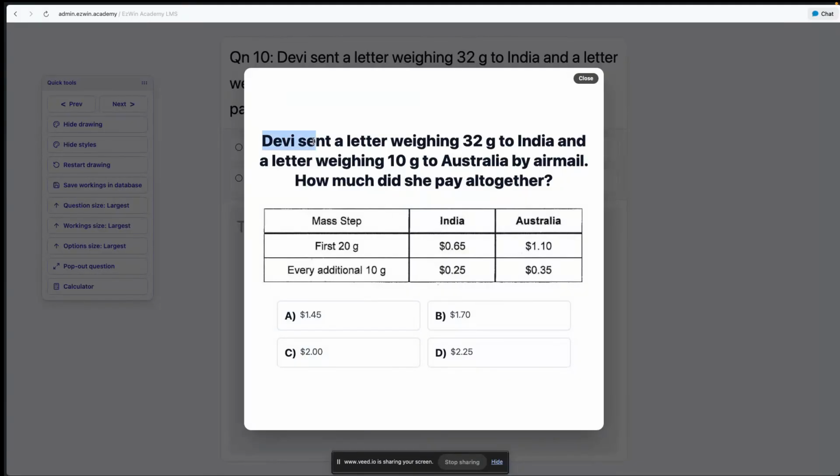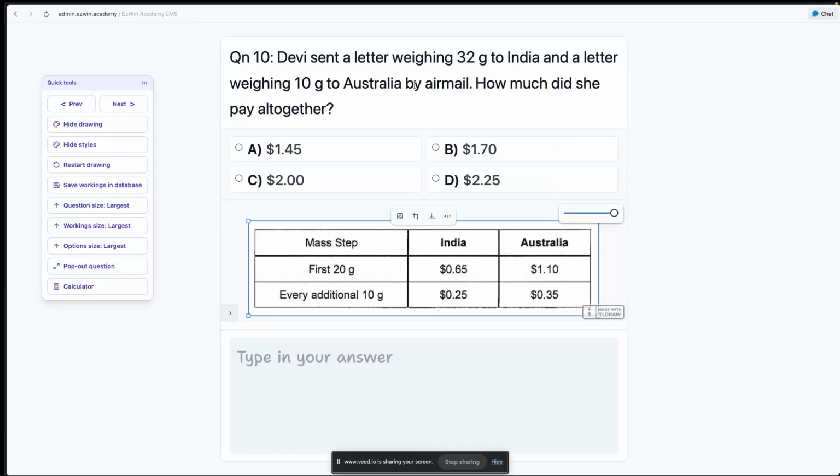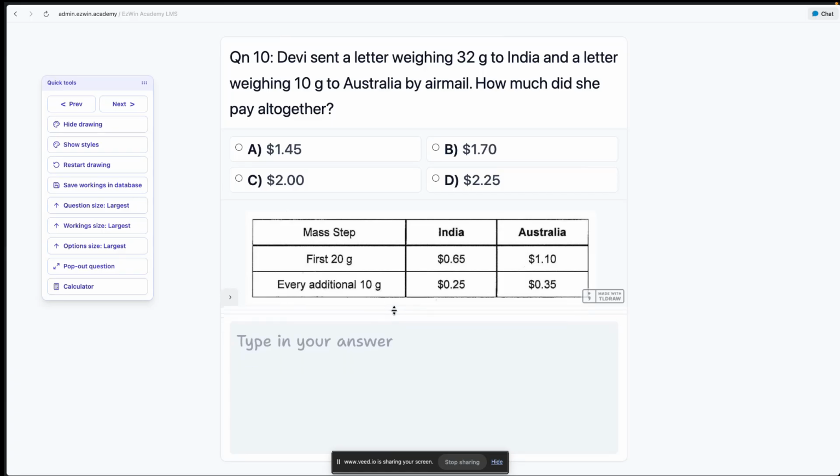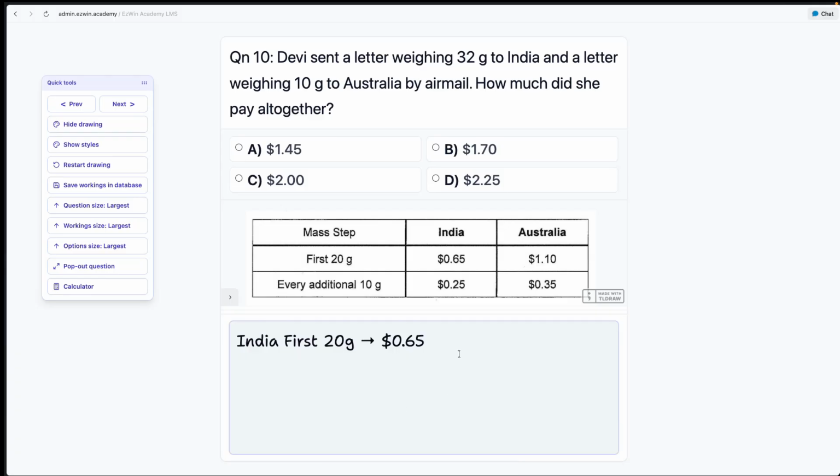Question number 10. Devi sent a letter weighing 32 grams to India and a letter weighing 10 grams to Australia by airmail. How much did she pay all together? All right. So we have a table that shows you the different rates of India and Australia, the first 20 grams and every additional 10 grams is what you see over here. Okay, so let's go with India first. So for India, first 20 grams would be equal to $0.65, or 65 cents in this case over here.